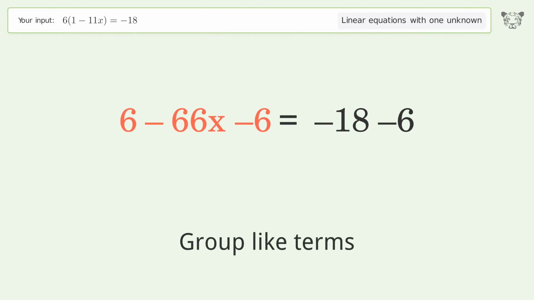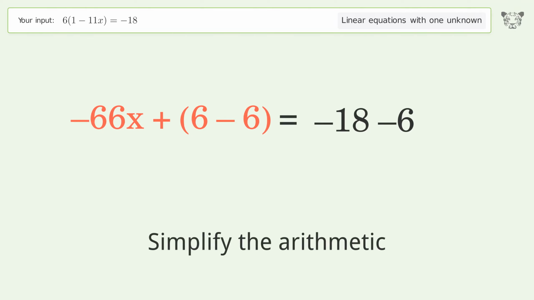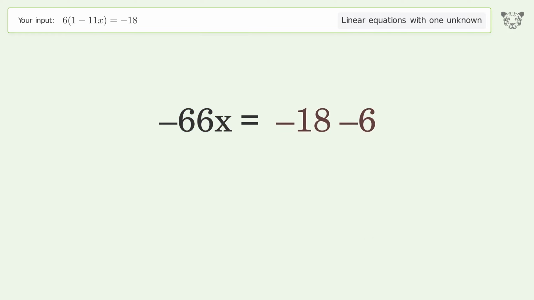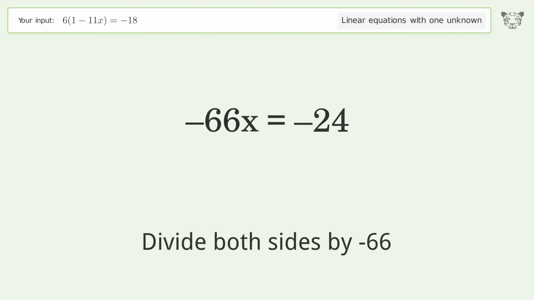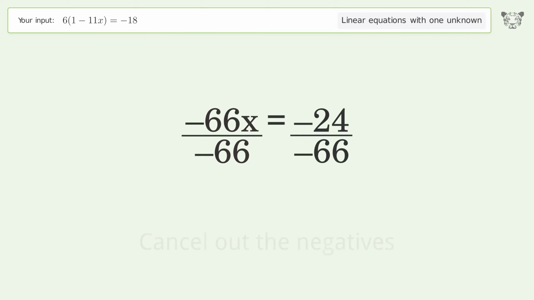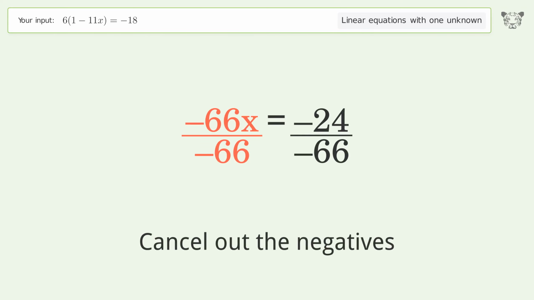Group like terms. Simplify the arithmetic. Isolate the x. Divide both sides by -66. Cancel out the negatives.